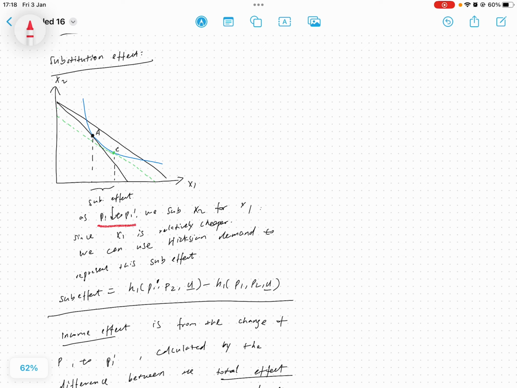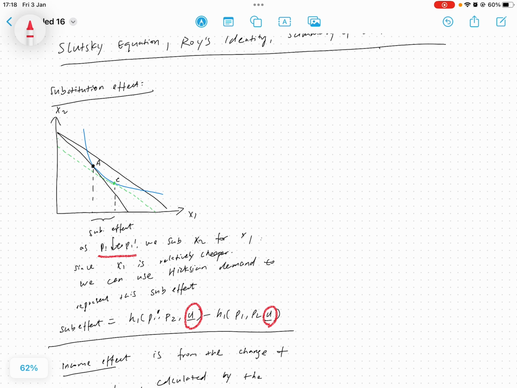So we might wonder why we are using this Hicksian demand. This is simply because in the Hicksian demand, we have this fixed level of the utility requirement that we're going to achieve under this cost minimization problem, or the expenditure minimization problem, right? So after we change P from P1 to P1 prime, the extra demand that we can obtain for X1 will be this difference between those two demands, okay?